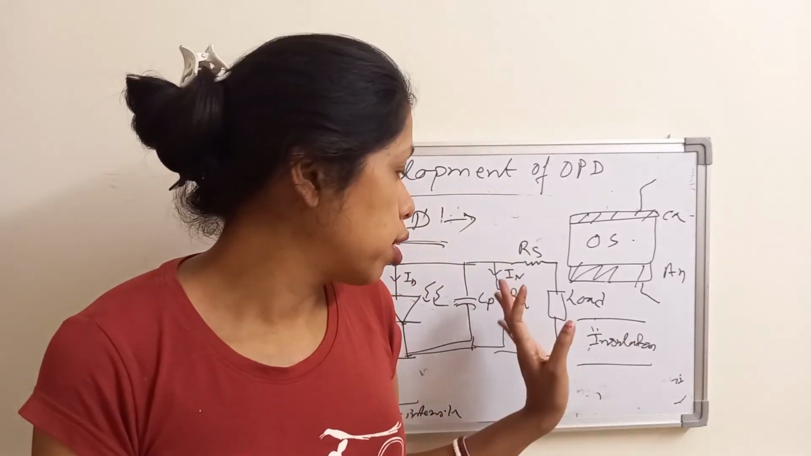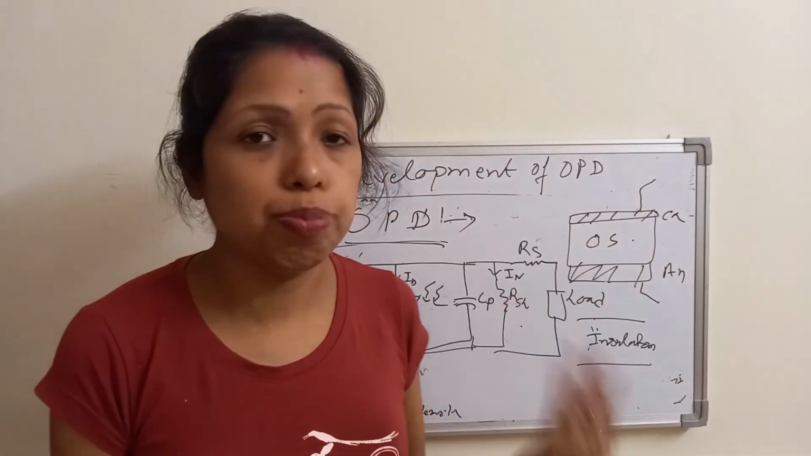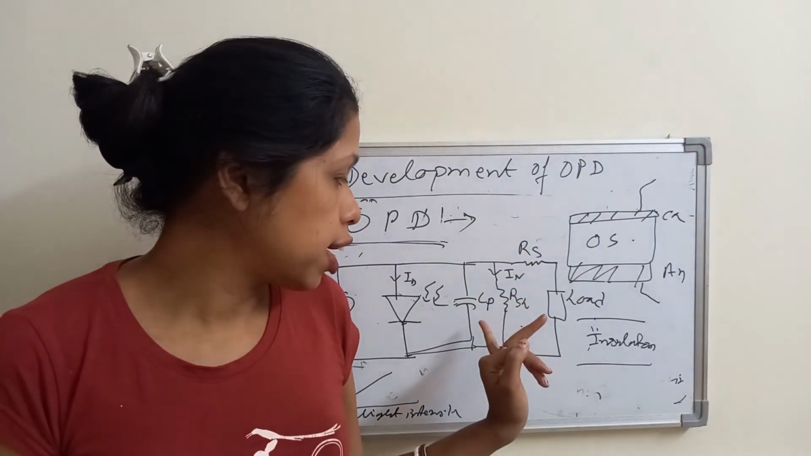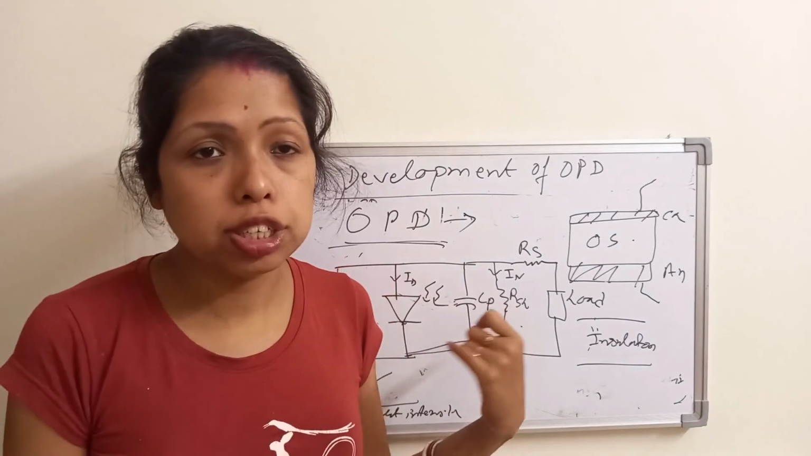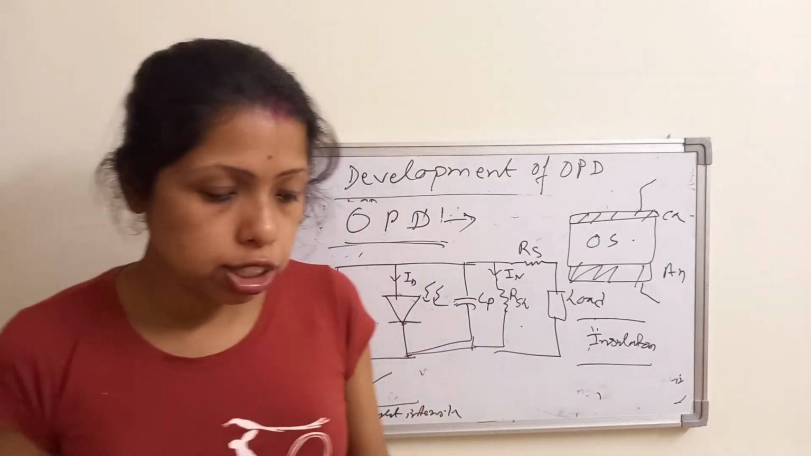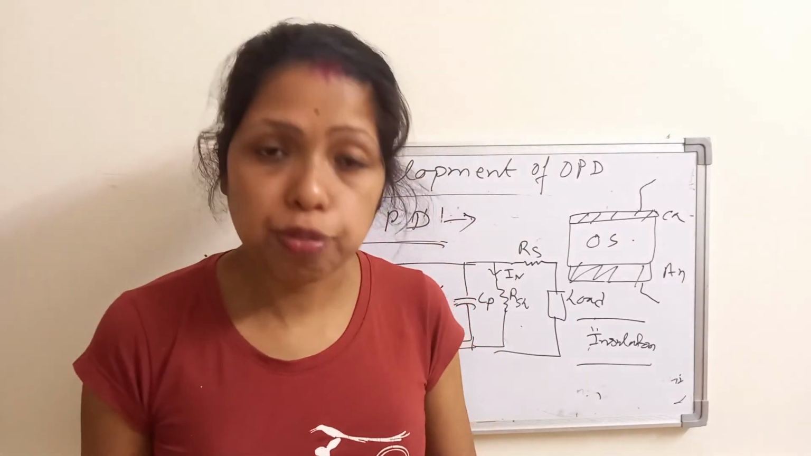If we want to achieve better performance, we have to reduce the resistance, the noise current and the capacitive effect, because the capacitive effect also influences the response speed, right. So this is about the circuit model of the organic photodetector.